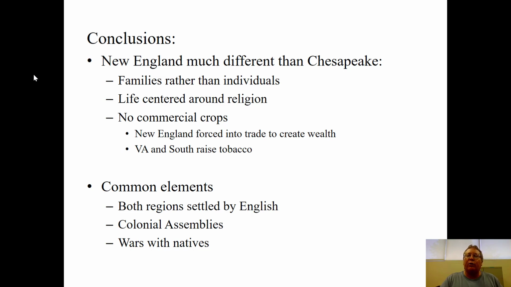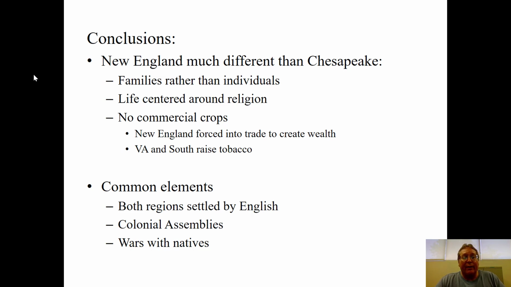Economic gain is what drove a lot of people in the Chesapeake on an individual basis, right? New England doesn't have a cash crop like tobacco. For the most part, it's going to be forced into trade to create its wealth. While Virginia and much of the southern colonies rely on tobacco as a way to make money, New England's going to be the one transporting that tobacco and the labor to grow that tobacco. That's what New England's going to do to get rich.